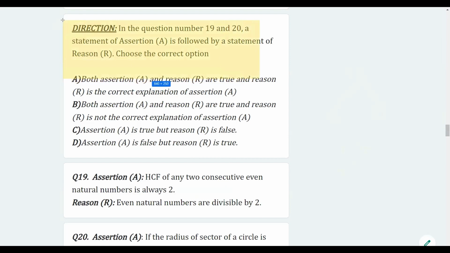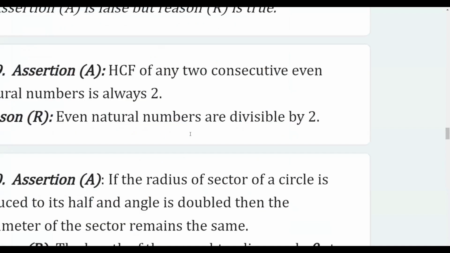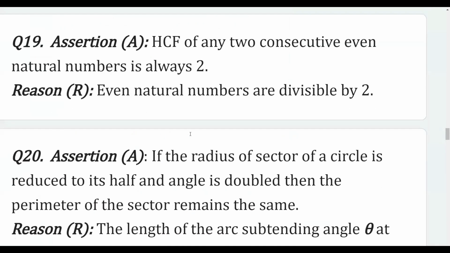Now we are on the next questions, 19 and 20, which are based on assertion and reasoning. And as I can see, the options given are the same default options that you have been doing. Now I'll start with the first question here, that is question number 19.